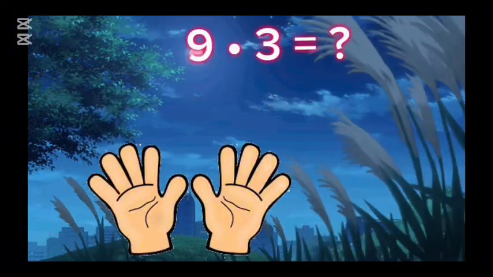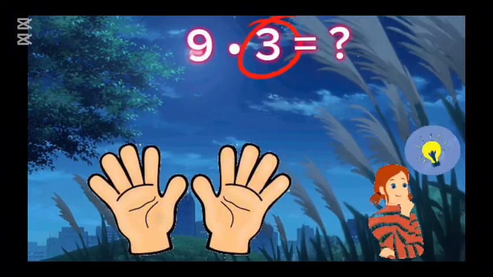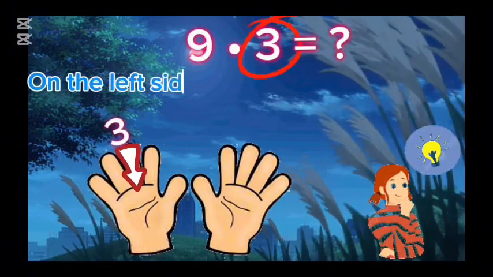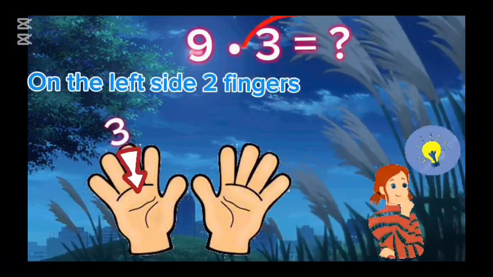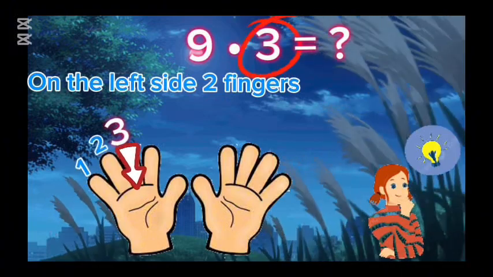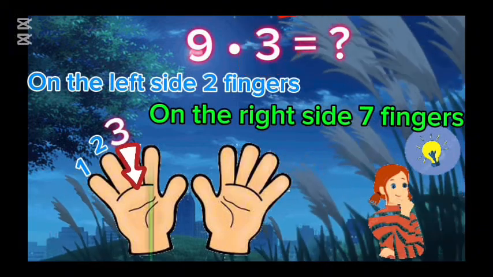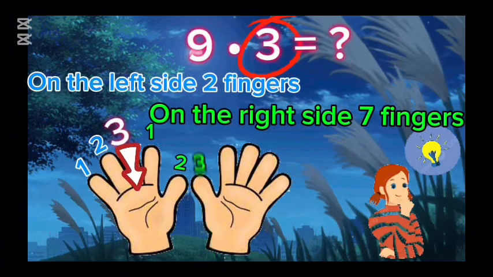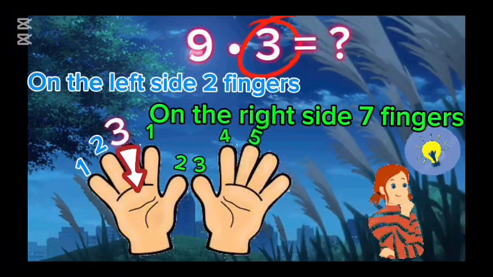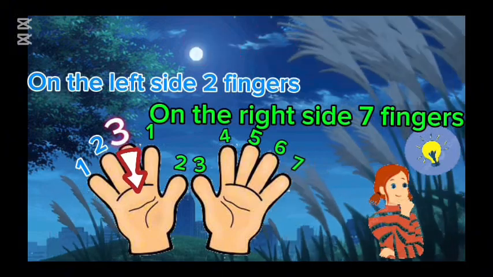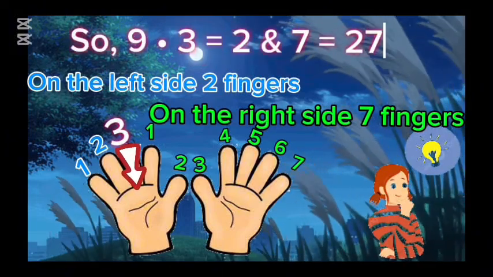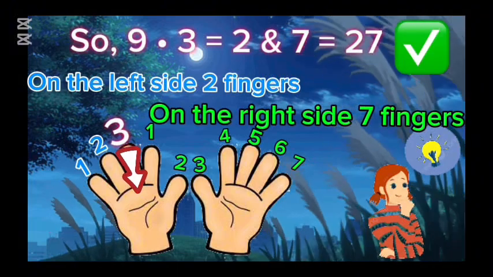9×3 equals. On the left side, 2 fingers. 1 2. On the right side, 7 fingers. 1 2 3 4 5 6 7. So 9×3 equals 2 and 7, equals 27.